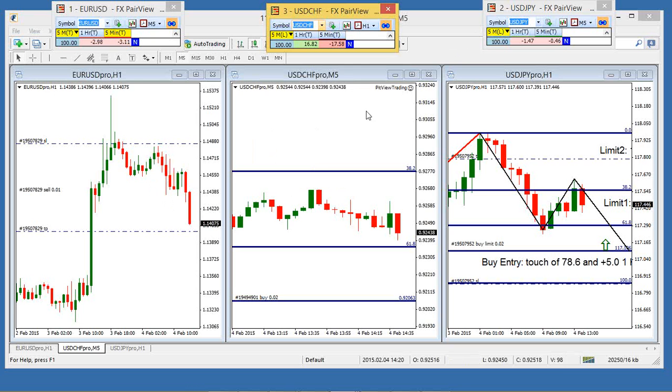And then our euro dollar is doing very well right now. We're very close to hitting max profit on that. We'll have to see what happens with that. That's an existing open trade right now also.